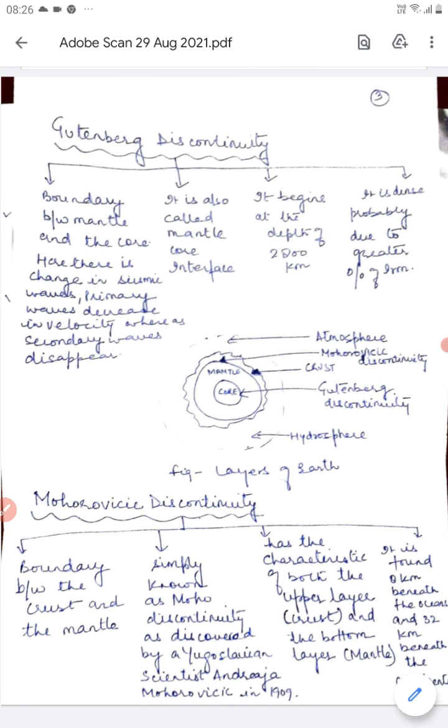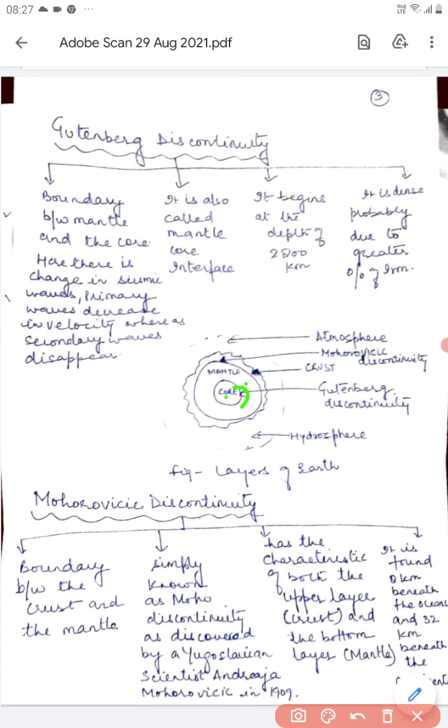Now Gutenberg discontinuity is the boundary between the mantle and the core. As you can see, this is the core and this is the mantle. So इनके बीच की जो ये boundary है वो Gutenberg discontinuity है. यहाँ पर जो seismic waves आते हैं, seismic waves, you must be aware of this, but I'll also give you a brief intro. Seismic waves are created by the earthquakes, right?